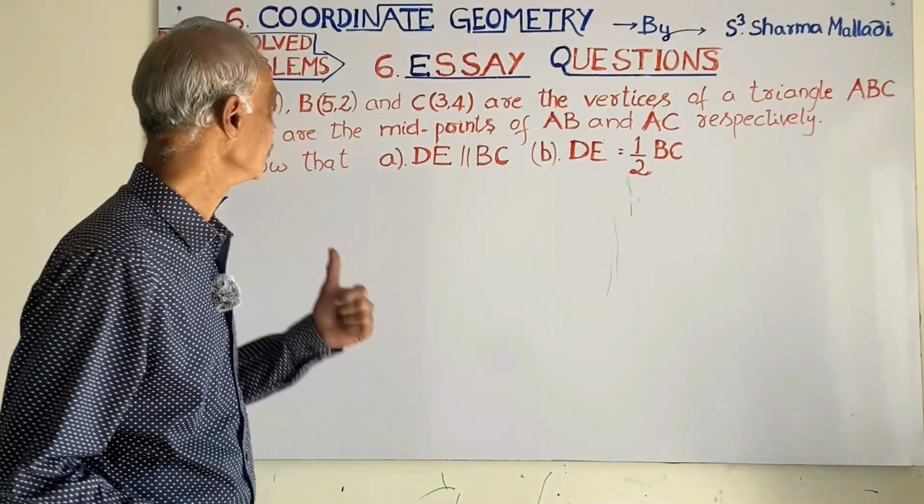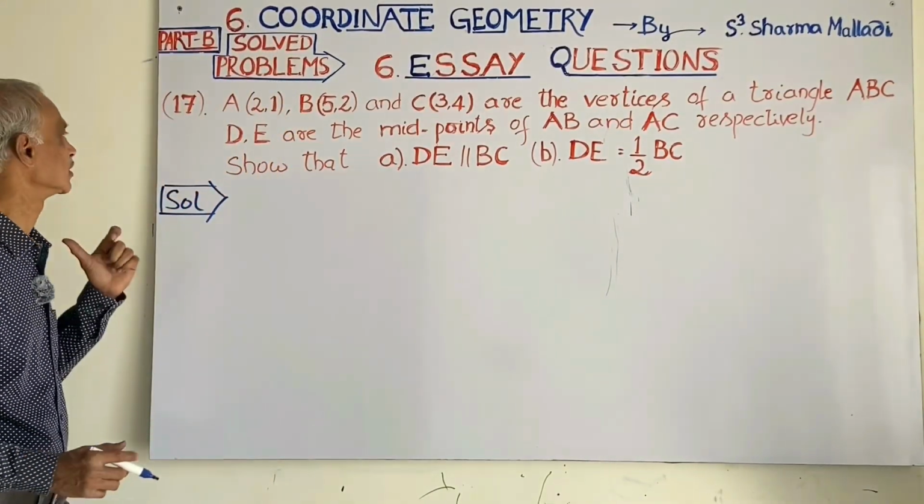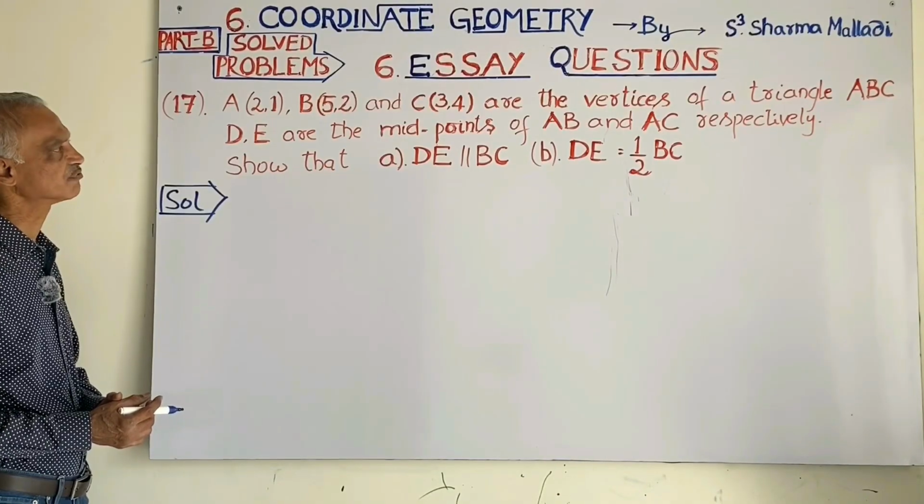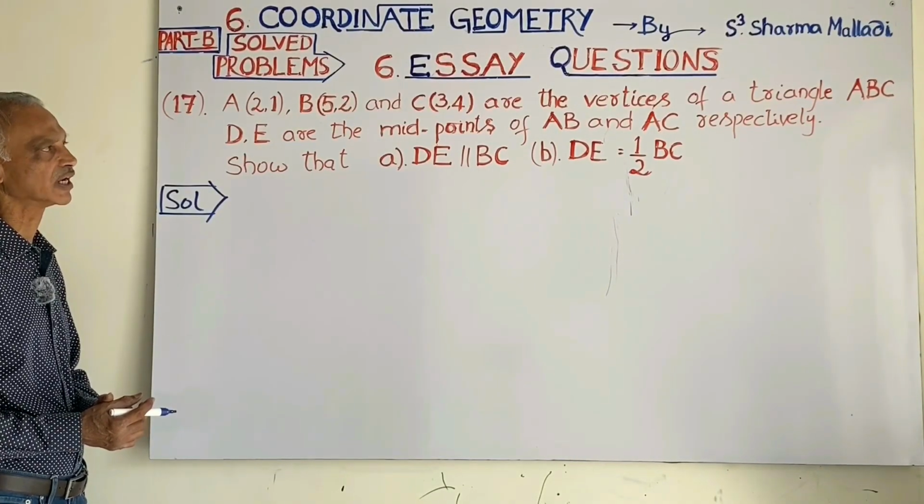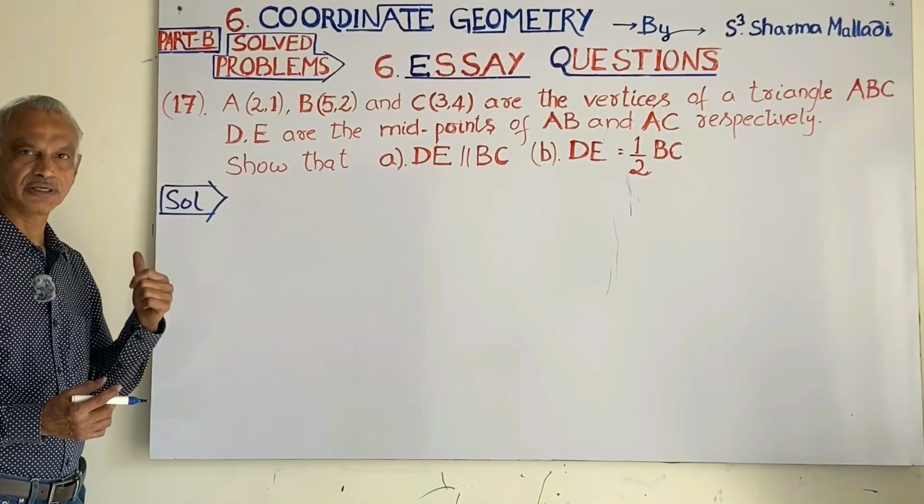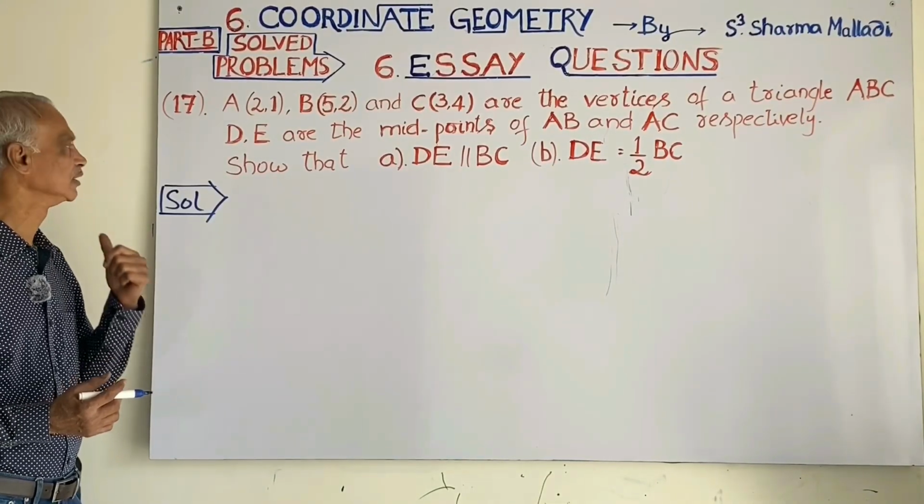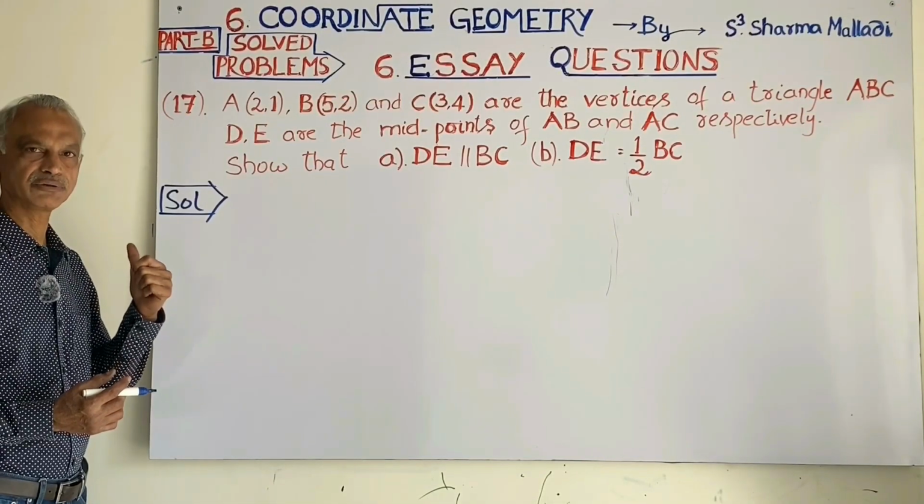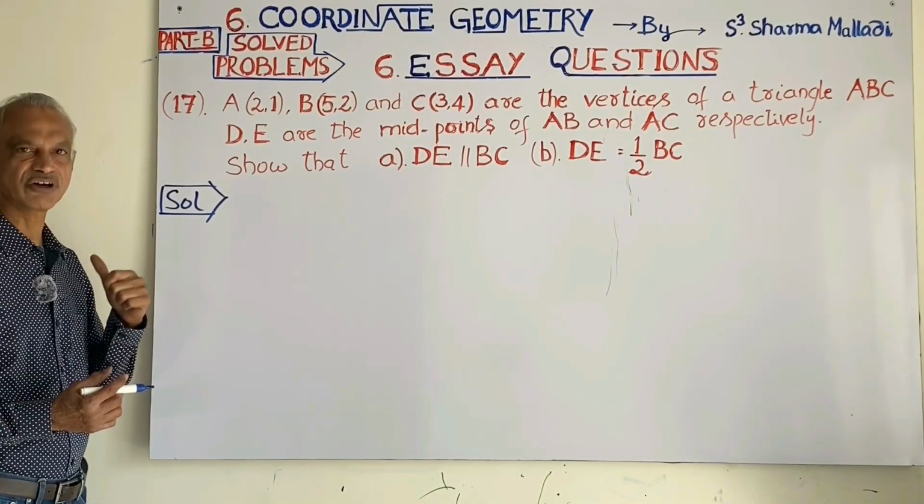Hi students, now 6 essay questions. 17th problem. A(2,1), B(5,2) and C(3,4) are the vertices of a triangle ABC. D and E are the midpoints of AB and AC respectively. Show that DE is parallel to BC and we have to show DE is half of BC.